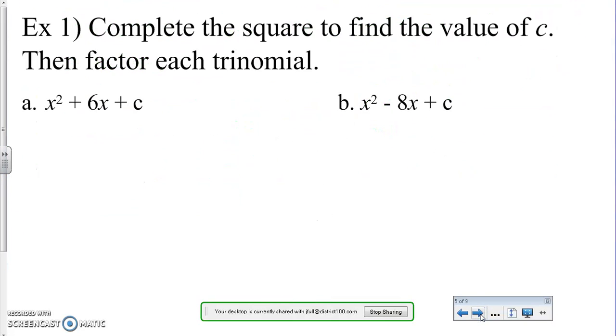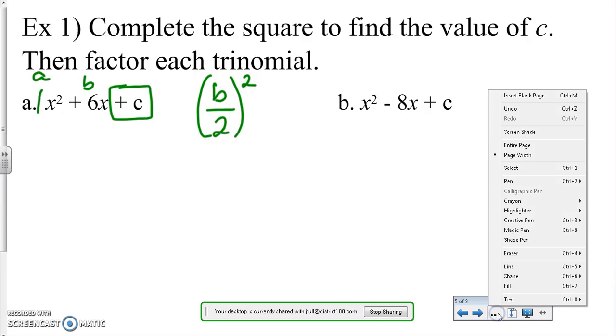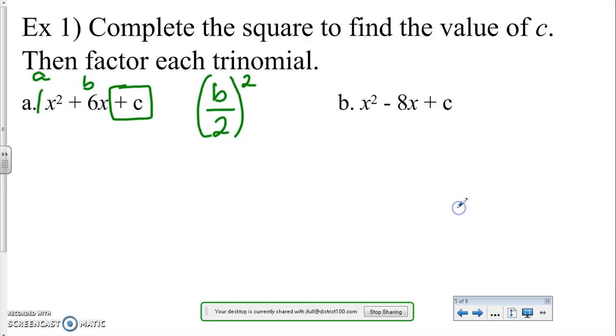So let's look at this first problem. We have an equation here, or an expression, a x squared plus bx, and then there's not a number here for c. So when we're completing the square, we're actually trying to figure out what number we need to put there so that it factors nicely. And that's where this formula comes in. B over 2 and then squared.